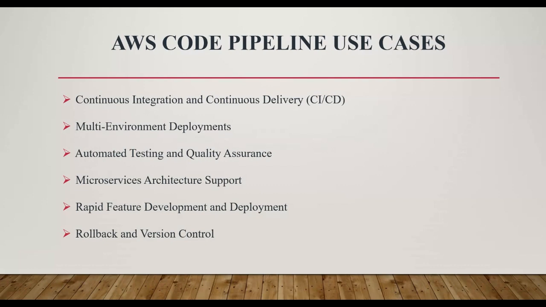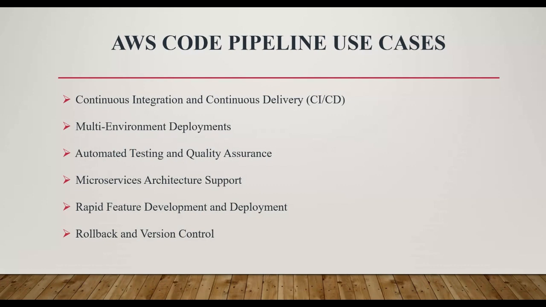Continuous integration and continuous delivery. CodePipeline supports automated build, test and deployment workflows, helping teams implement CI/CD. This is ideal for rapid and frequent software release. So it enhances the speed and quality of the product delivery. When we are delivering the product, it enhances the speed and quality, and it frequently releases the software.